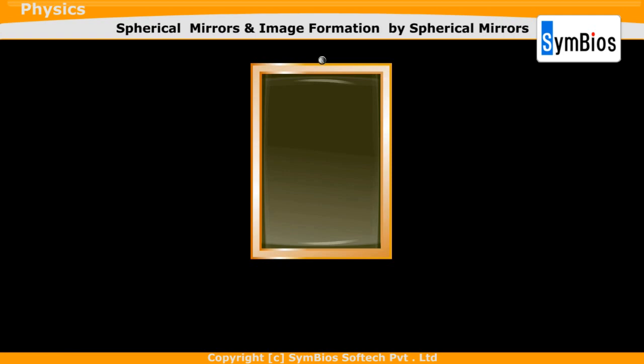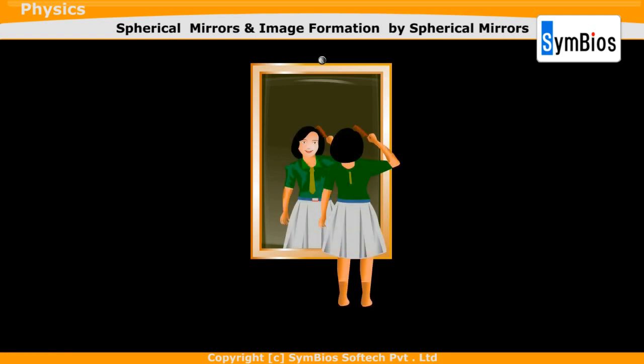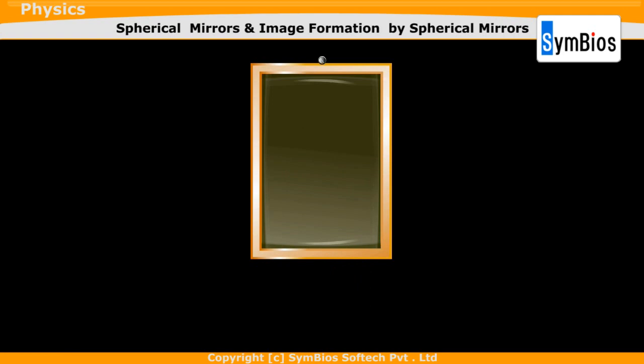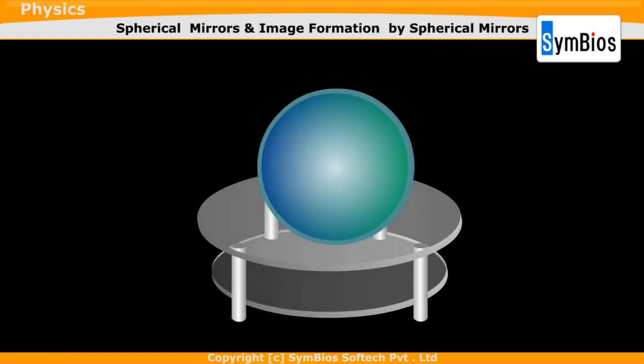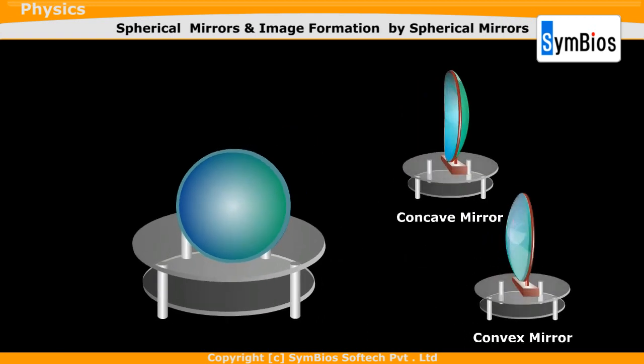All of us use mirrors in our daily life for personal grooming. These are plane mirrors. The reflecting surface of these mirrors is plane. The reflecting surface of a spherical mirror can be considered to form a part of the surface of a sphere.